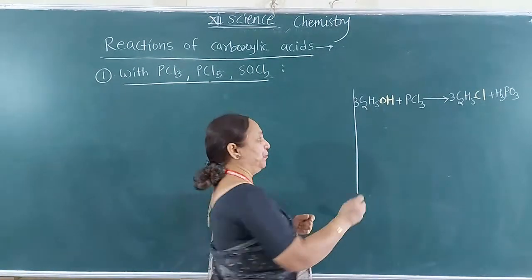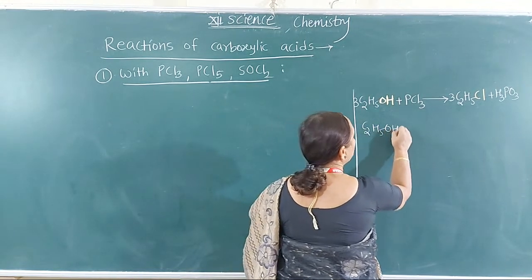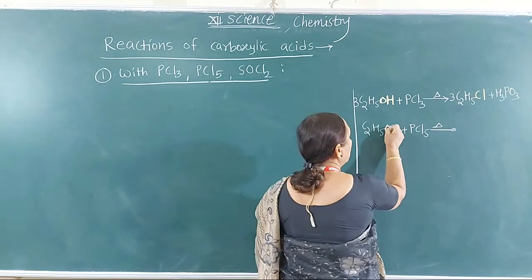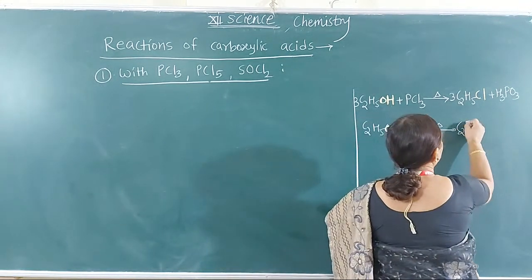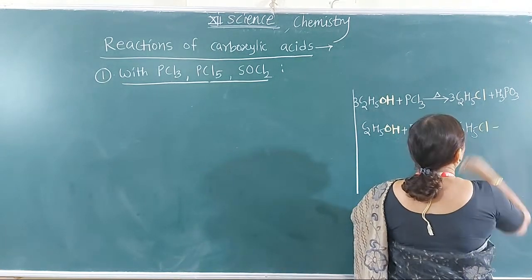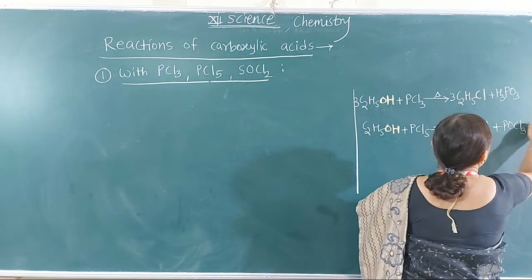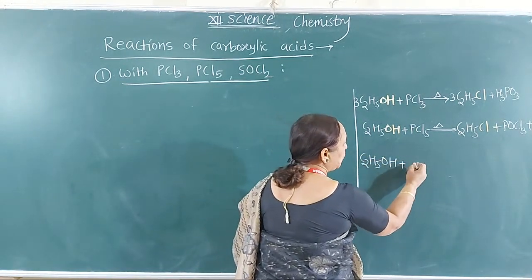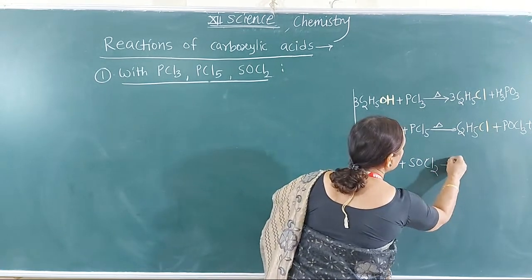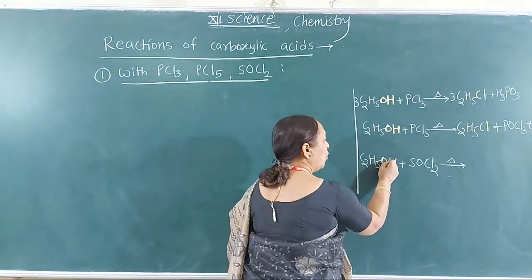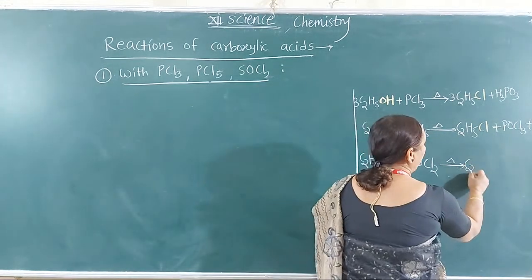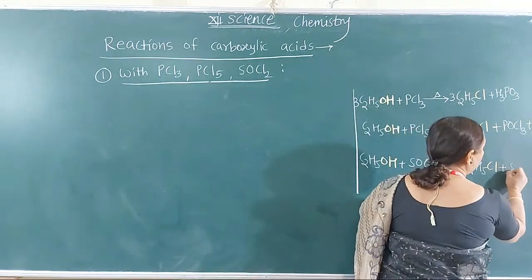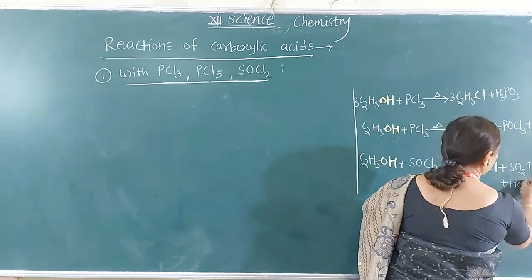Same with PCl5. When ethyl alcohol reacts with phosphorus pentachloride, OH of alcohol is replaced by chlorine, giving C2H5Cl plus POCl3 and HCl. When thionyl chloride is treated with alcohol, C2H5OH with SOCl2, OH of alcohol is replaced by chlorine and the product is ethyl chloride, with evolution of 2 gases, sulfur dioxide gas and HCl gas.